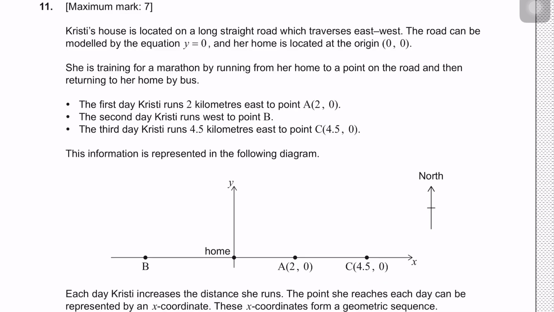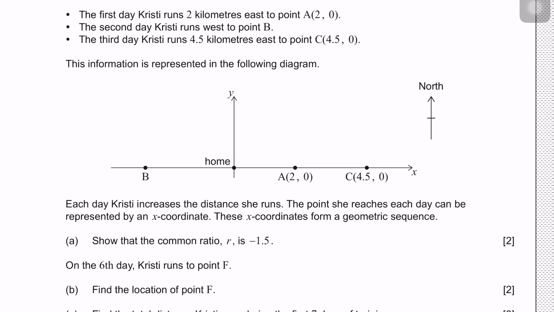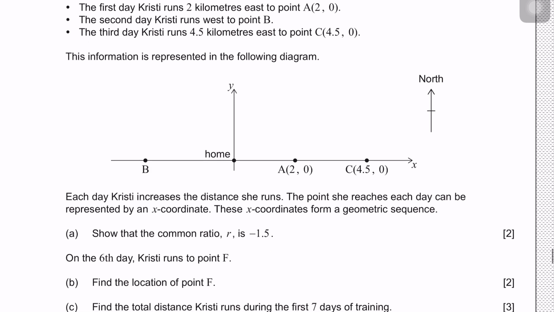The information is represented in the following diagram. Each day, Christie increases the distance she runs. The point she reaches each day can be represented by an x-coordinate. These x-coordinates form a geometric sequence. Part A asks us to show that the common ratio r is negative 1.5. All right, so some key information here. They tell us that this is a geometric sequence, and then they're asking us to find, or actually just show, that the common ratio is equal to negative 1.5.